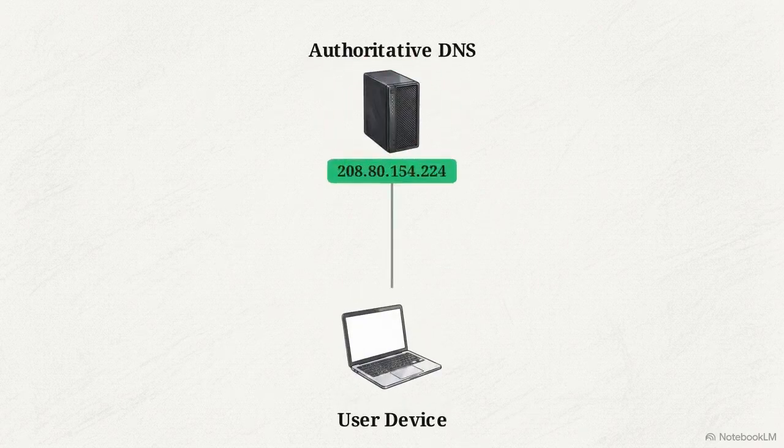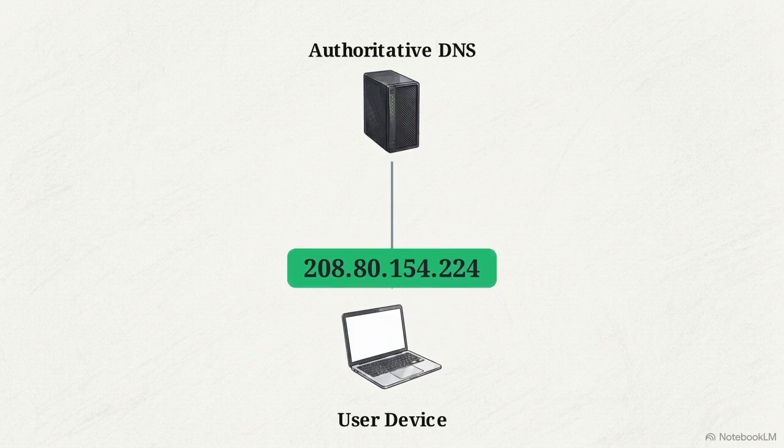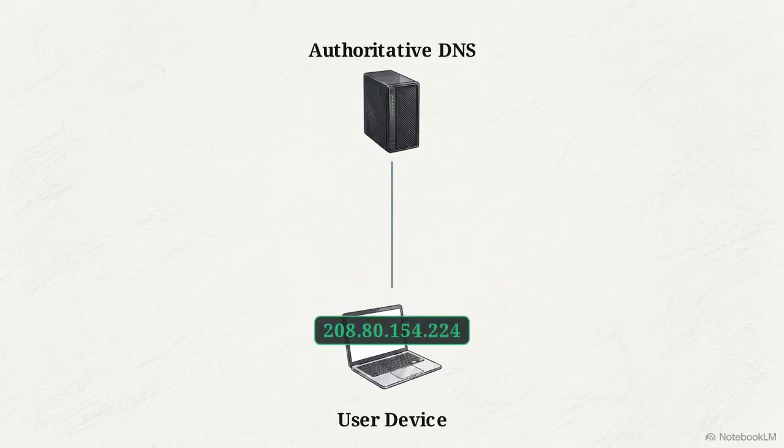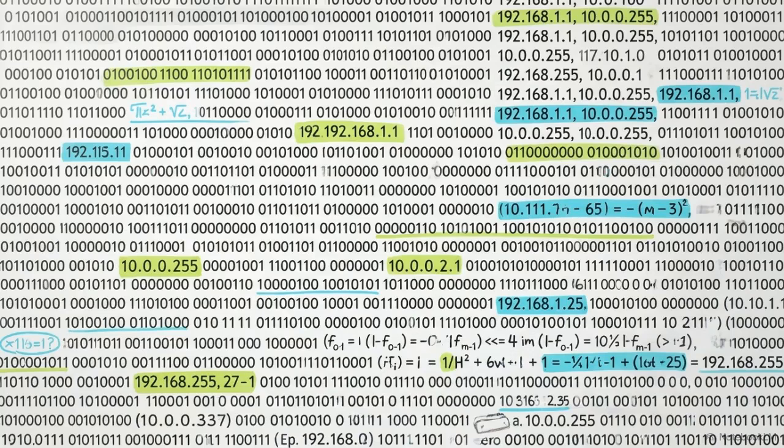The authoritative server finally returns the target IP address, for example, 208.80.154.224, back to your machine. Domain names are merely a convenience for the human brain. The physical network operates strictly through mathematics, and without this translation layer, navigation stops completely.